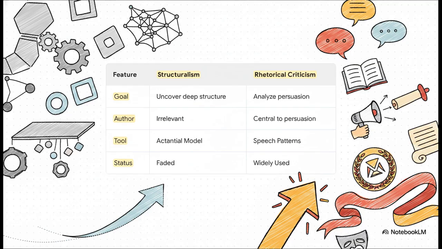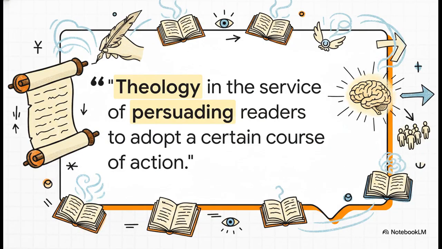And that last point is a big one. While structuralism is mostly a thing of the past, rhetorical criticism is still a huge deal for scholars today. When you really get down to it, what both of these approaches show us is that these ancient writings weren't just dry information. They were alive. They were powerful communications designed to have an impact. As one scholar puts it so well, they are often theology in the service of persuading the readers to adopt a certain course of action.